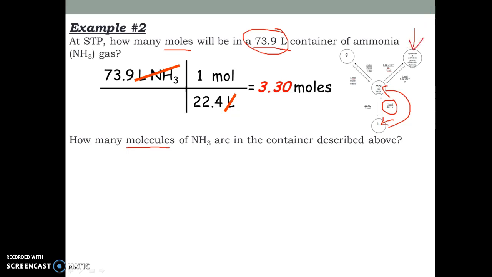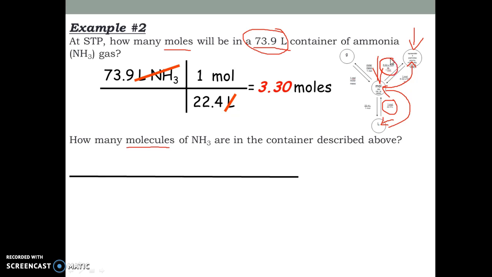So if I want to go to representative particles, I should ask myself, is it going to be easiest to start at liters or start at moles? And hopefully your answer is start at moles. If I'm at moles, or if I can get to moles, it's one step to anything, including particles. Okay, so if I'm going from moles to particles, I'm going to use this conversion factor here.